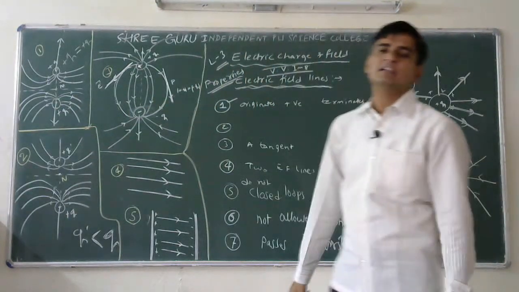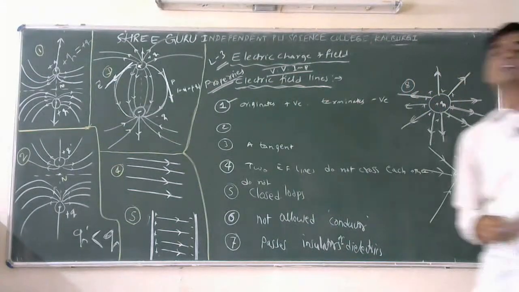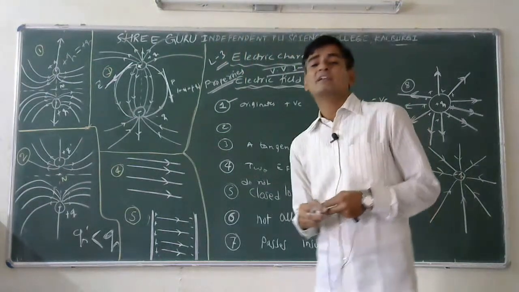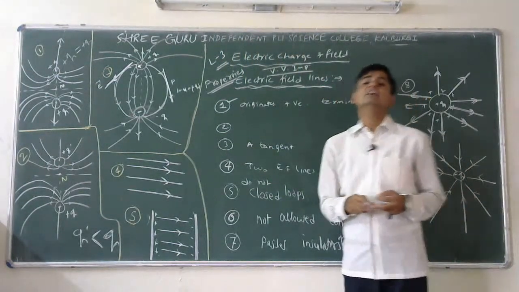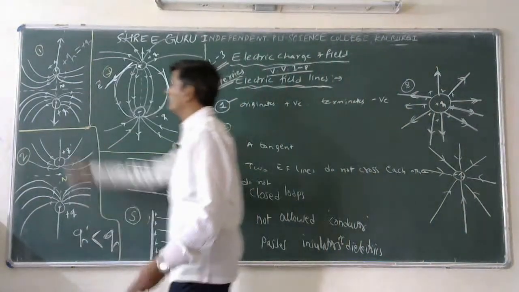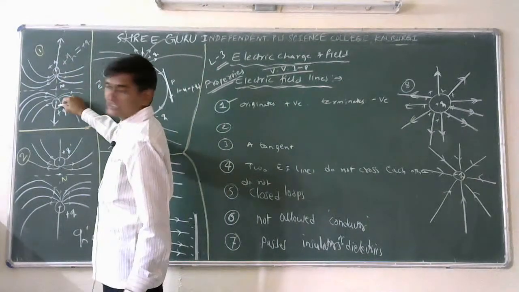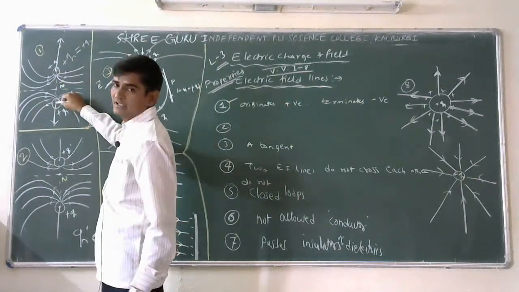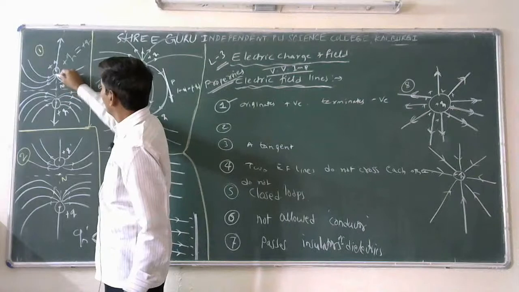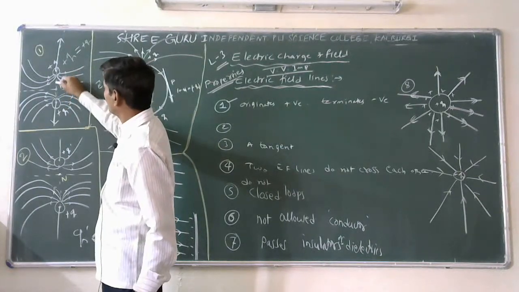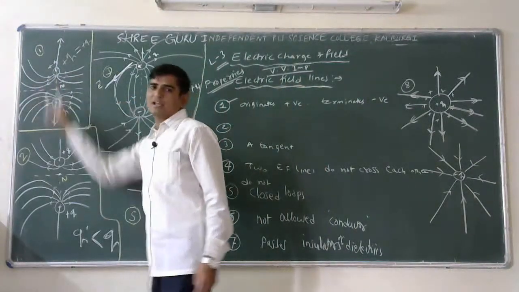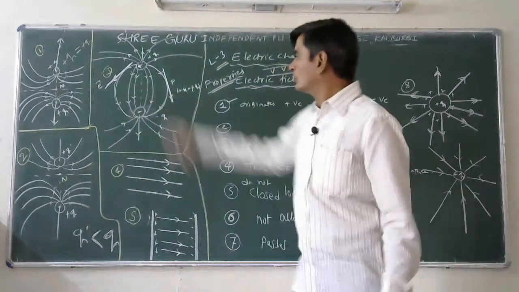What is a neutral point? A point in the electric field where the net electric field intensity is 0 is called a neutral point. So for two equal and similar charges, the neutral point lies at the midpoint of the two charges, at equal distance from each. Understood? It is the pictorial representation of electric field lines for two equal charges.